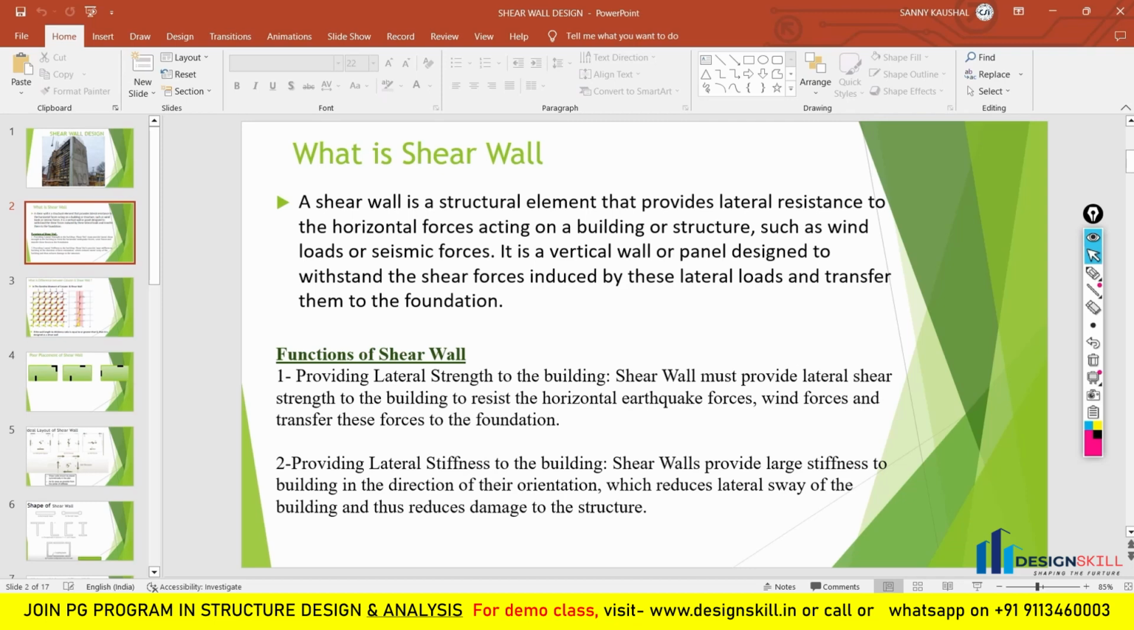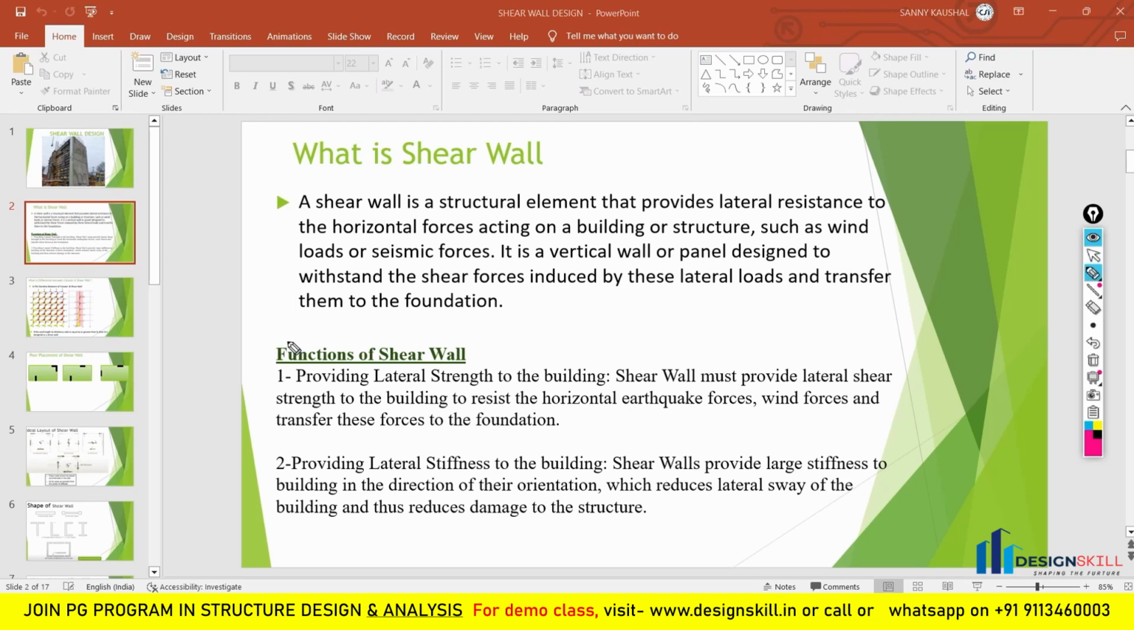Just as a column is a vertical element, the shear wall is also a vertical element. But the shear wall is generally used to resist the lateral forces coming to the building. It also resists vertical forces, but mainly we design the shear wall to resist lateral forces. We provide shear wall to resist the lateral forces in our building.